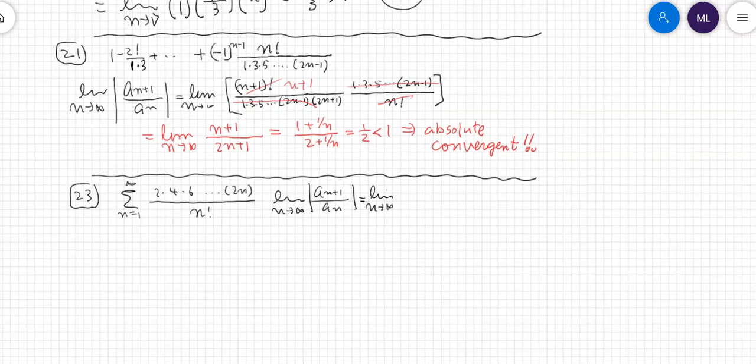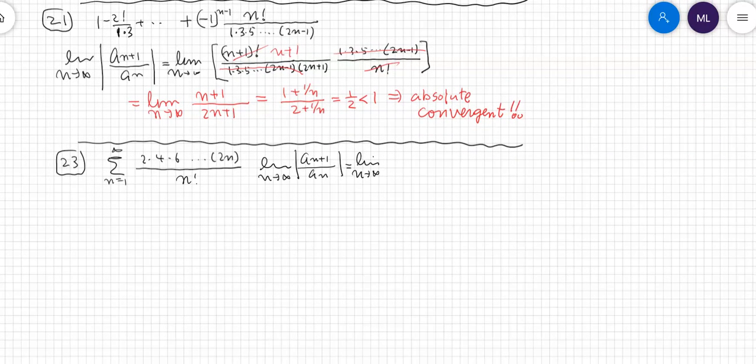Okay, here. So 2, 4, 6, and so on up to 2n. And then we have one more term. What is it? 2n plus 2, isn't it? The difference is 2. And the denominator is n plus 1 factorial. And then this becomes n factorial, and then 2, 4, 6, up to 2n.